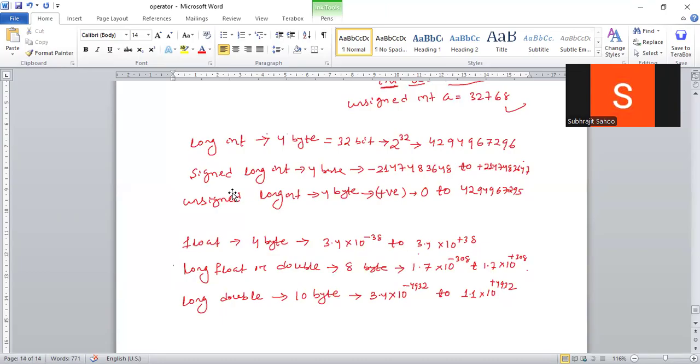I hope this concept is understandable to you. Watch this video at least one or two times and try to remember all these ranges. Basically the character range, integer range and float range, up to that you may remember.